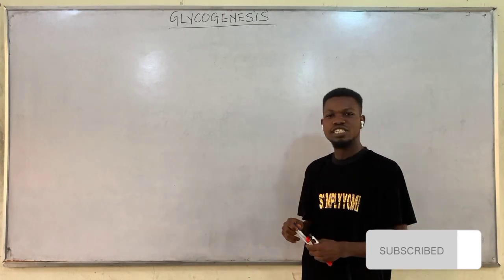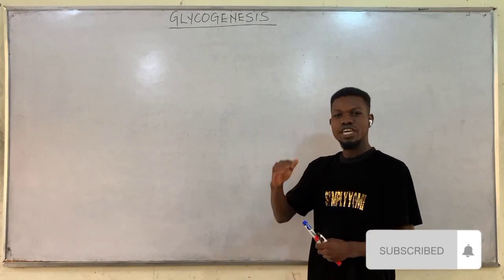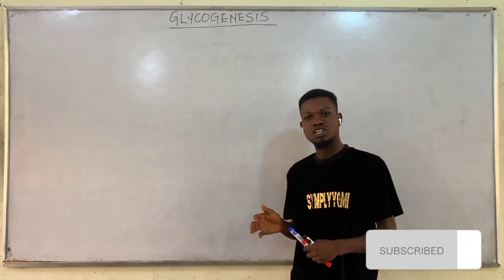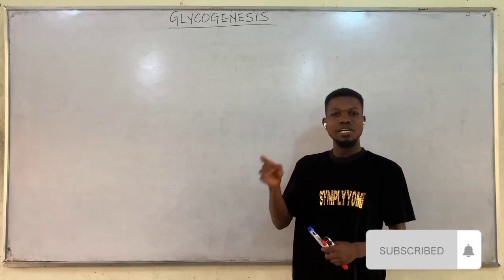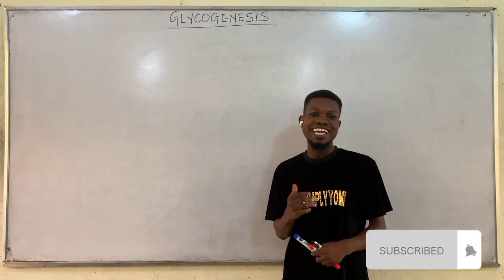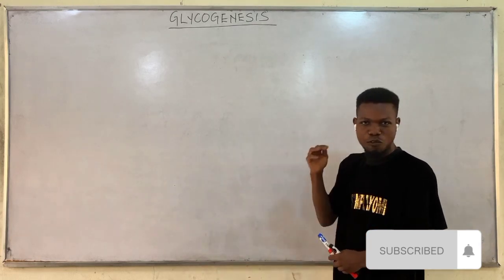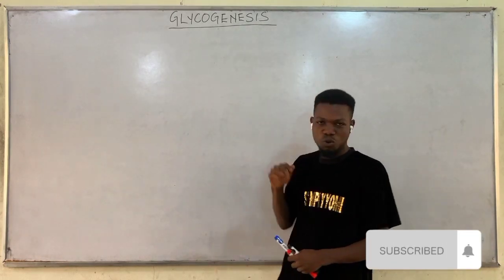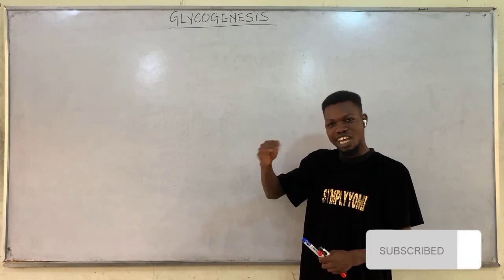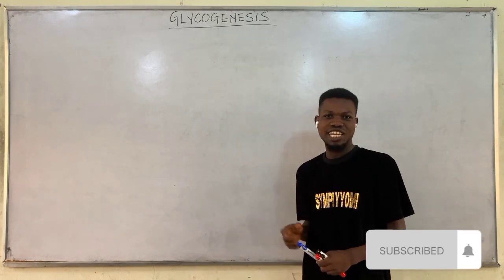Before I proceed, you need to understand what we call glycogen metabolism. Glycogen metabolism is divided into a synthetic reaction and a degradative reaction. Metabolism is the sum of all chemical reactions in the human body, whether synthetic or degradative. The synthetic form of glycogen is what we call glycogenesis, but the degradative form of glycogen is what we call glycogenolysis. But in this video, we want to look at glycogenesis.